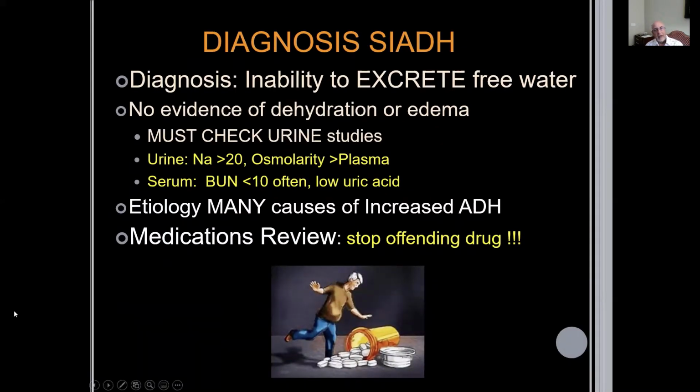So what makes the diagnosis of SIADH? SIADH means you have excess antidiuretic hormone, which means that you will not be able to excrete free water and you will excrete sodium inappropriately. In the patient with SIADH, there is no evidence of dehydration or edema. Therefore, the serum BUN is always less than 10, and the uric acid is similarly very low. The urine indices are very important to notice: the urine sodium is inappropriately elevated in the presence of hyponatremia.